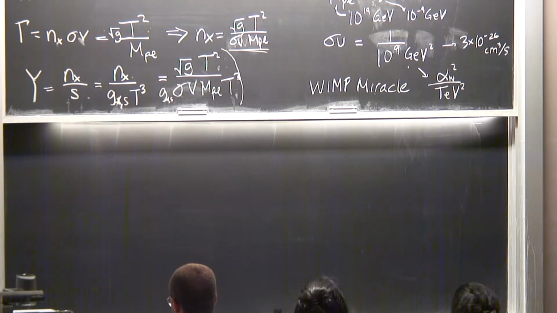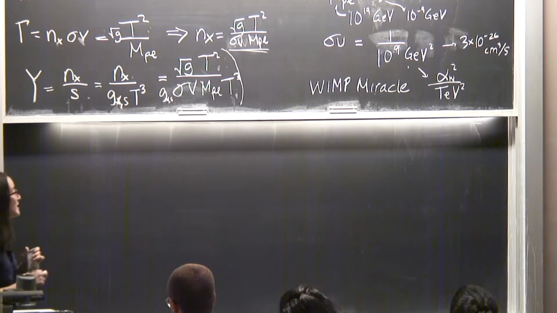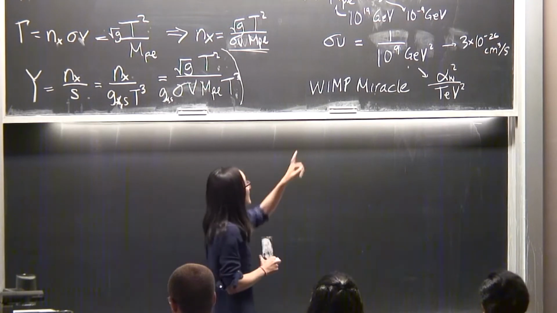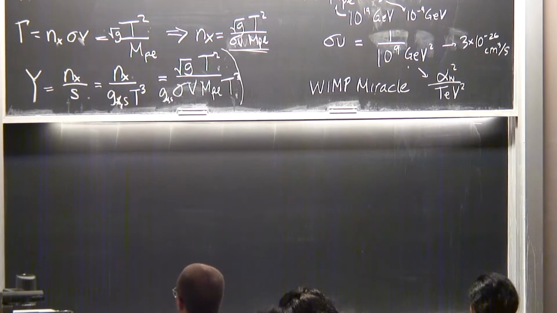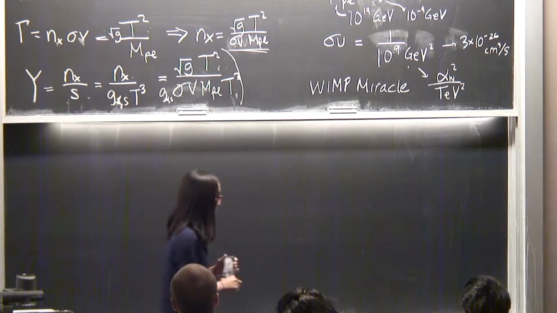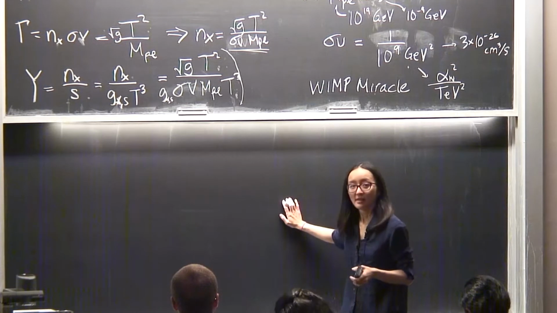Okay, so that was the review part. And we established that thermal freeze-out with annihilation of a non-relativistic species is good for getting the relic abundance. And we want to get this cross-section wherever possible for thermal freeze-out. In the next part, I'm going to start focusing on what this means for different models of dark matter.